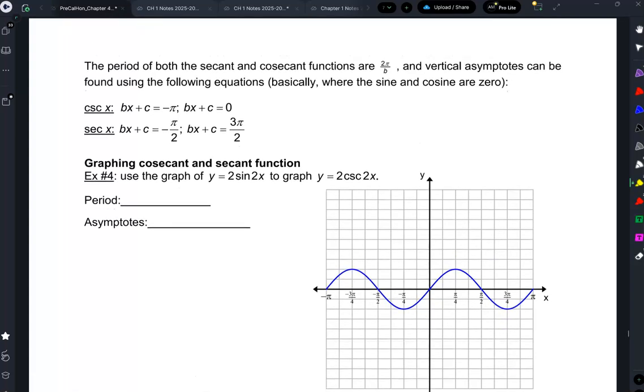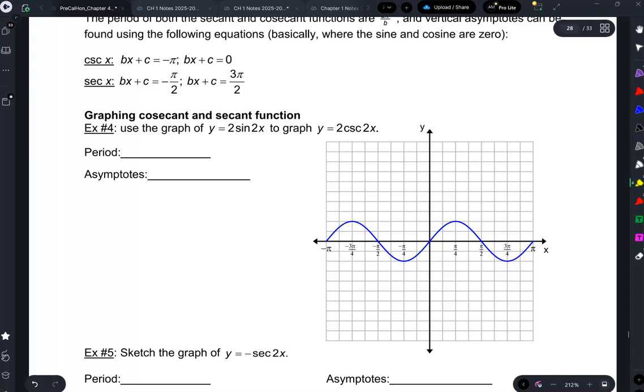Look, to find the asymptotes, we're just going to graph and then read off the asymptotes. Okay? So here we go. Period. We want to graph y equals cosecant 2x. So b is 2. The period is pi over 2. No, it's not. It's 2 pi over 2. So pi.